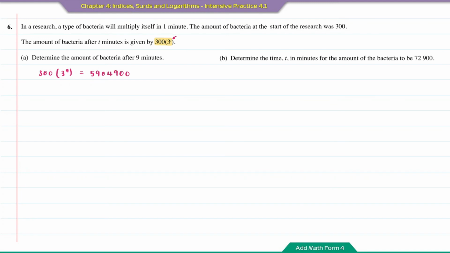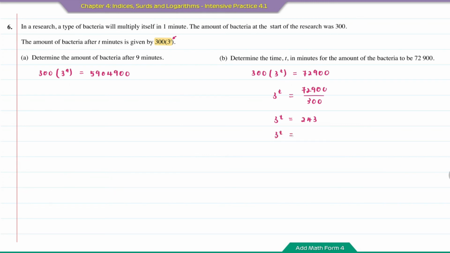B. Determine the time t in minutes for the amount of bacteria to be 72,900. So to find the amount of bacteria, the formula is 300 times 3 to the power of t. Now here the amount of bacteria has been given, so we're just going to substitute here. So now we want to find the t. So first I'm going to move this 300 to the other side. So 3 to the power of t equal to 72,900 divided by 300. So this will give you the answer of 243.